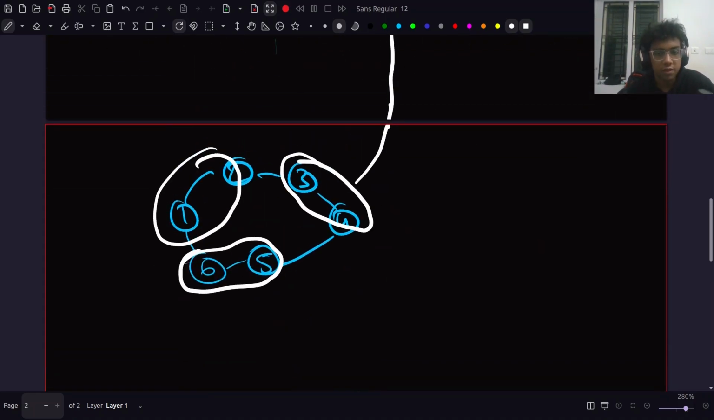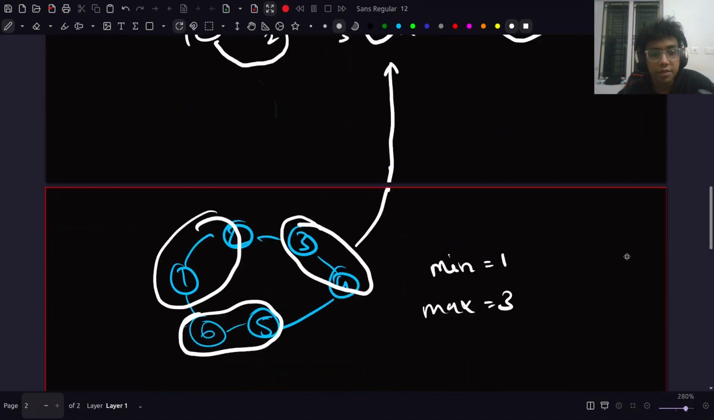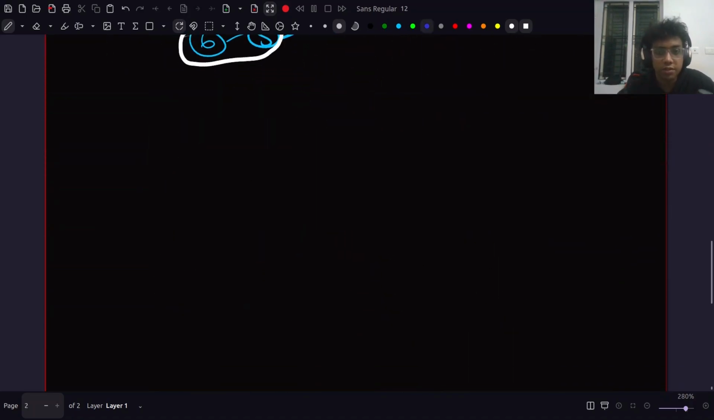So we can say that the min answer is 1, the maximum answer is 3. All right, let's have a look at some more examples.